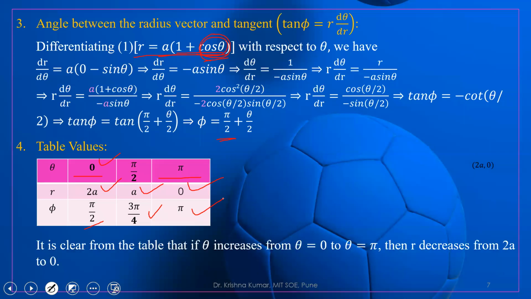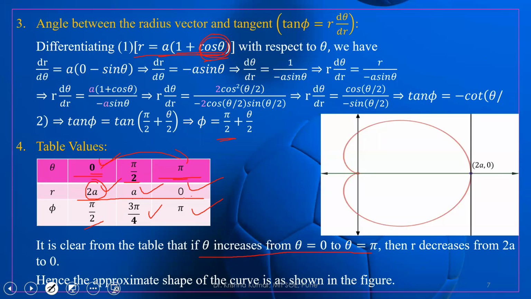Next, it is clear from the table that if theta increases from 0 to pi, just look here, it is 0, pi by 2, pi. So theta is increasing and the value of r is decreasing: 2a, a and 0. Initially the value of r is 2a when theta equal to 0, then it is a and then it is 0. So the value of r is decreasing.